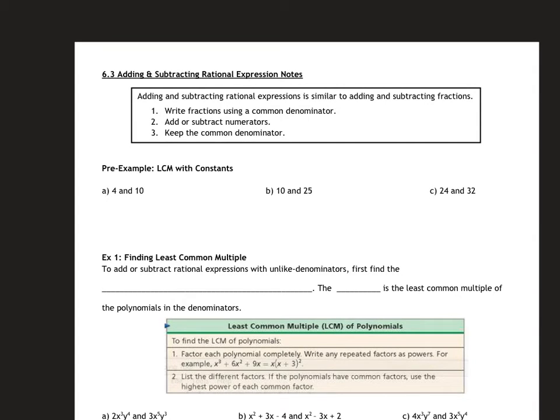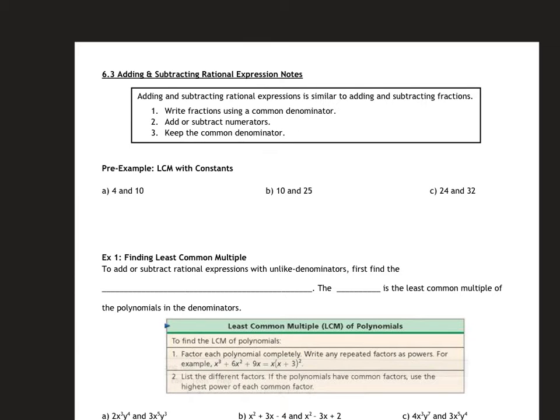We're going to take a look today at adding and subtracting rational expressions. So, first thing we need to do is take a look back into the past and look at the least common multiple. Adding and subtracting rational expressions is very similar to adding and subtracting fractions. We're going to add and subtract the numerators and then keep the denominators.